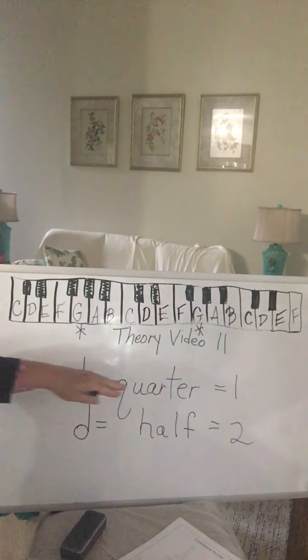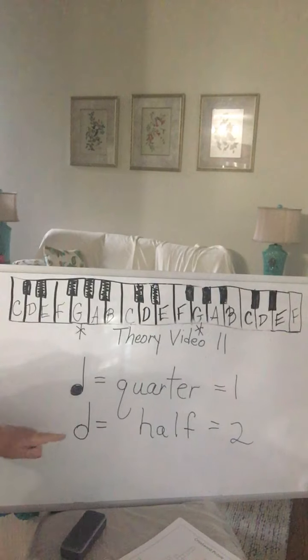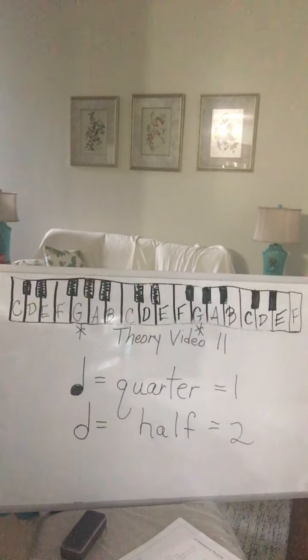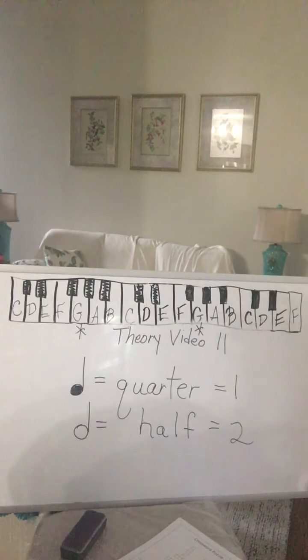The quarter note gets 1 beat. The half note gets 2 beats. So we have to pause when we have a white note and give it an extra snap. 1, 2 for half notes.